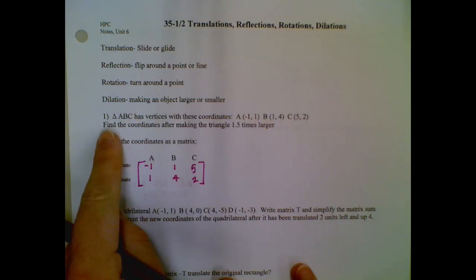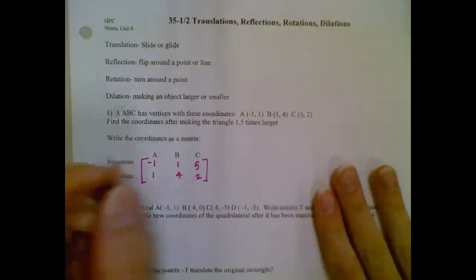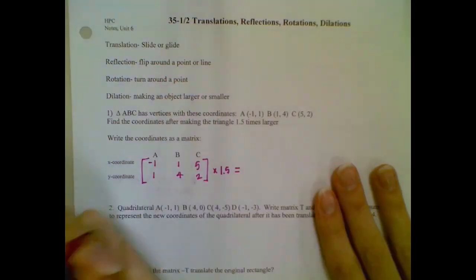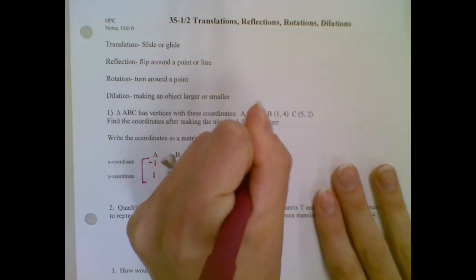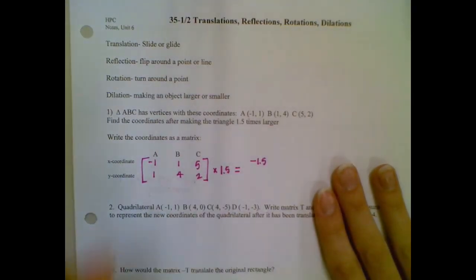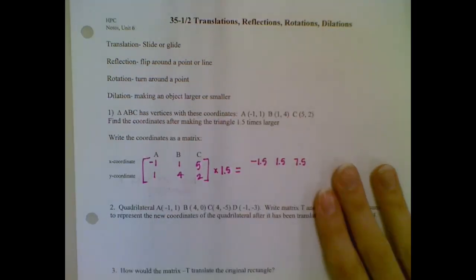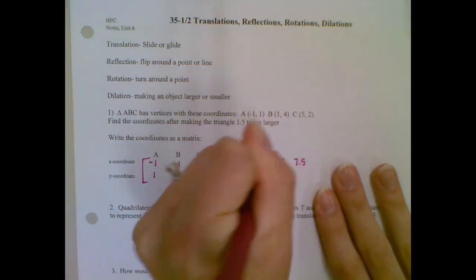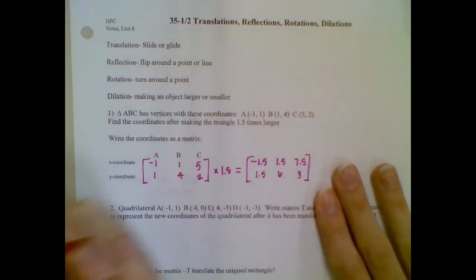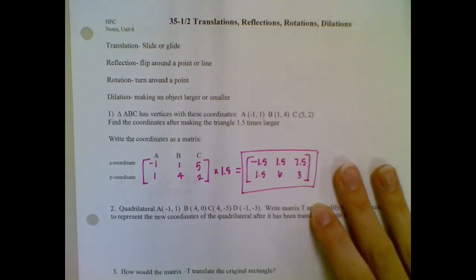Now we are asked to find the coordinates after we make the triangle 1.5 times larger. So that ends up just being a scalar multiplication problem. So we're going to multiply that matrix by 1.5. Okay, so we get the following. We get negative 1.5 because you're multiplying it just by each entry in the matrix, right? Okay, so negative 1.5, 1.5, 7.5, 1.5, 6, and 3. Just like that. That's a dilation.